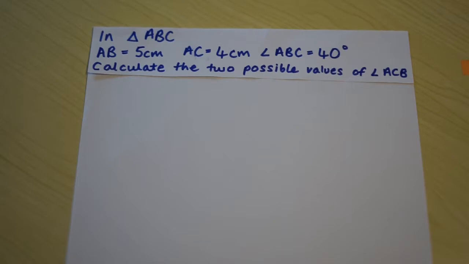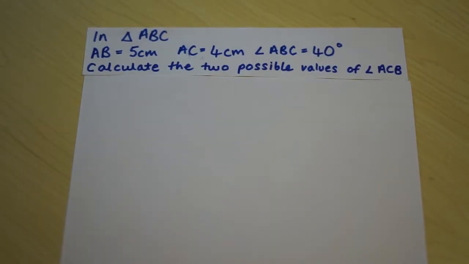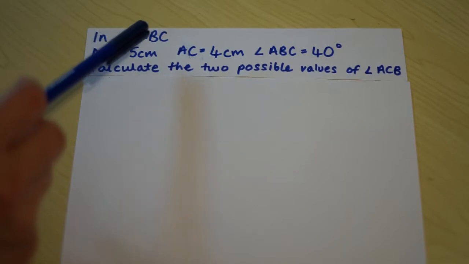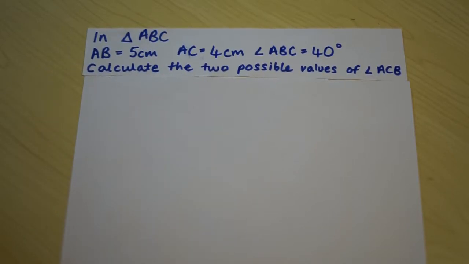Helen. Today we're going to use the sine rule to calculate two possible values of an angle within a triangle. Let's have a look at the question that we're going to do today. We have got triangle ABC in our question. Side AB is 5 centimetres, side AC is 4 centimetres, and angle ABC is 40 degrees. And we need to calculate two possible values of angle ACB.